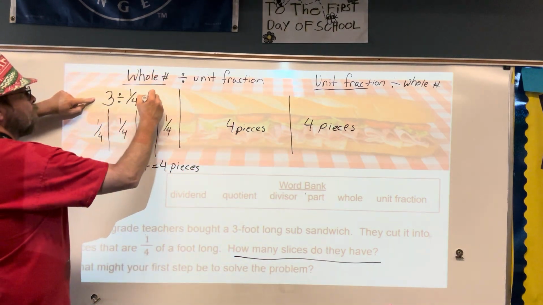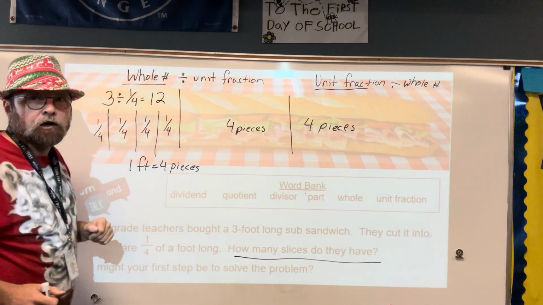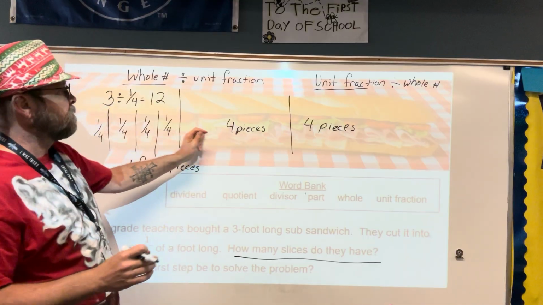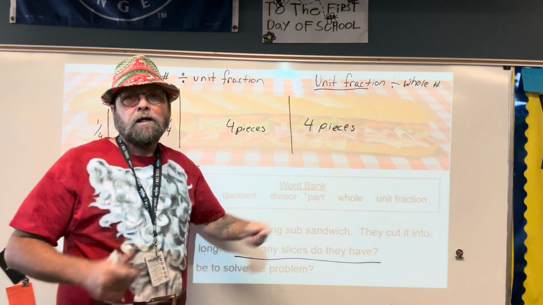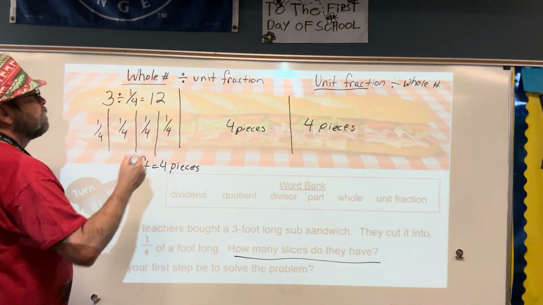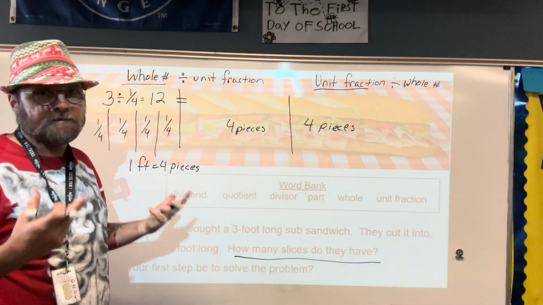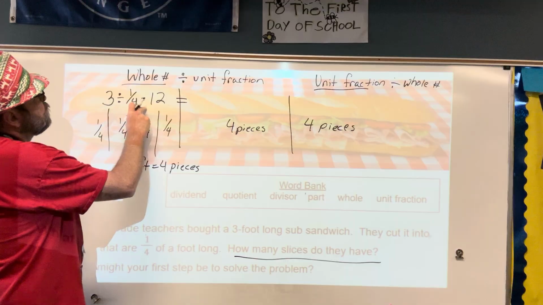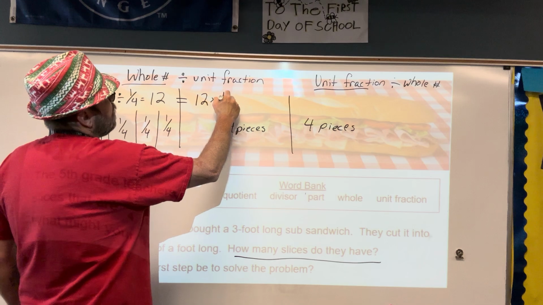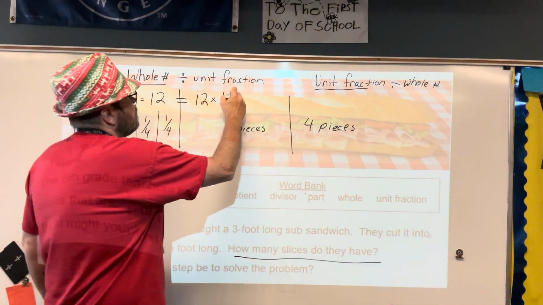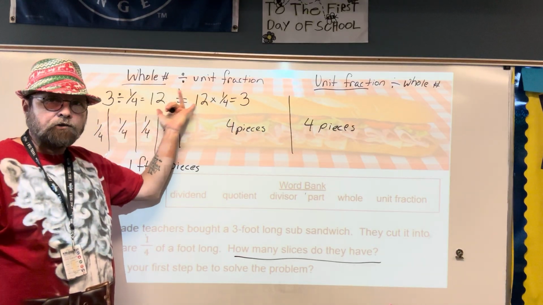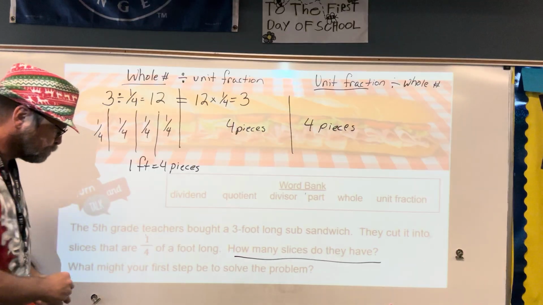So if I do 3 divided by 1/4, I get 12, because there are 12 1/4s in 3. If I just kept counting, I have 4, 8, 12. There are 12 slices in this sandwich. And since multiplication is the inverse operation, if I take 1/4 and jump 12 times, that's going to equal 3. This is one way we can check to see if our answers make sense.